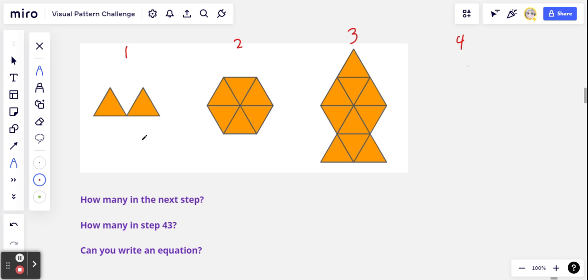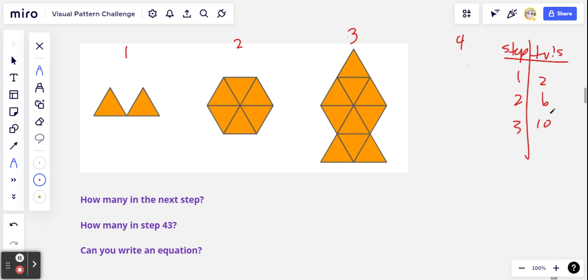I think I'm actually going to just count and get numbers and predict based on the pattern I see in the numbers. So let me make a chart with the step number and the number of triangles. So in step 1, we've got 2. In step 2, yeah, that's 6. And in step 3, so there's the 6, 7, 8, 9, 10.